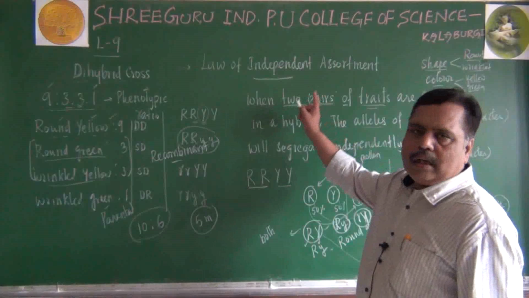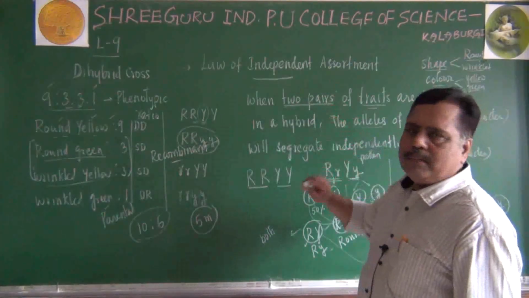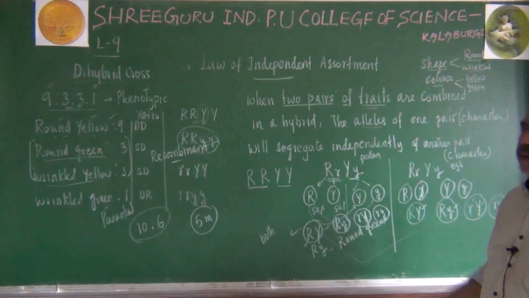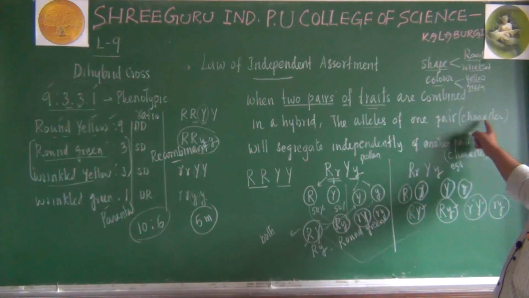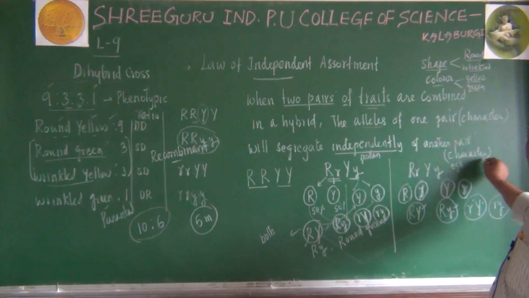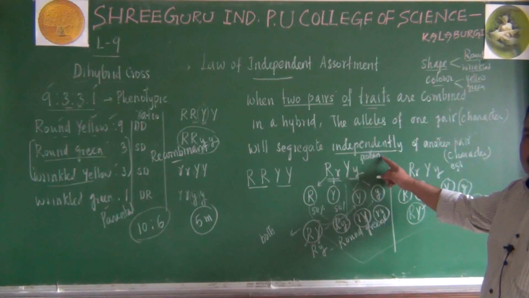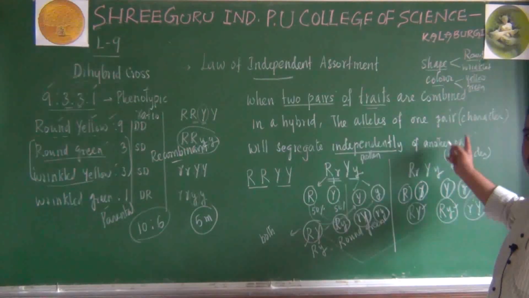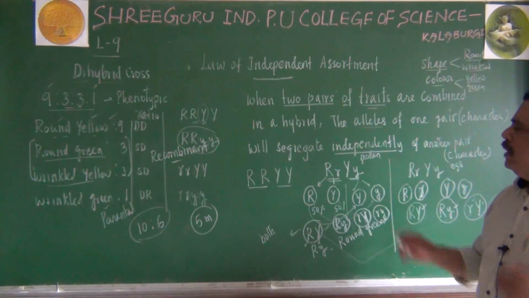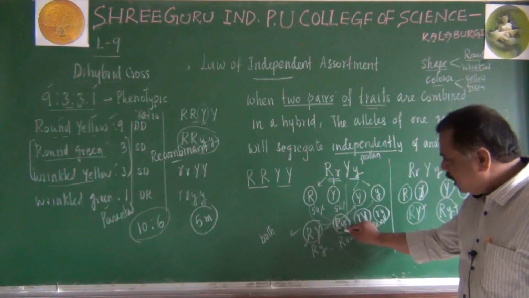Remember, they can ask: explain the law of independent assortment with reference to an example. What is the law of independent assortment? When two pairs of traits are combined in a hybrid, the alleles of one pair or character will segregate independently of another pair or character. Alleles of shape will segregate independently and join with alleles of color randomly, freely, they can join. Capital R, small y is possible.